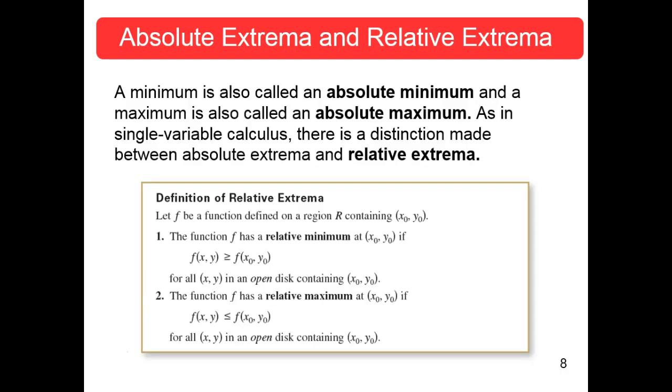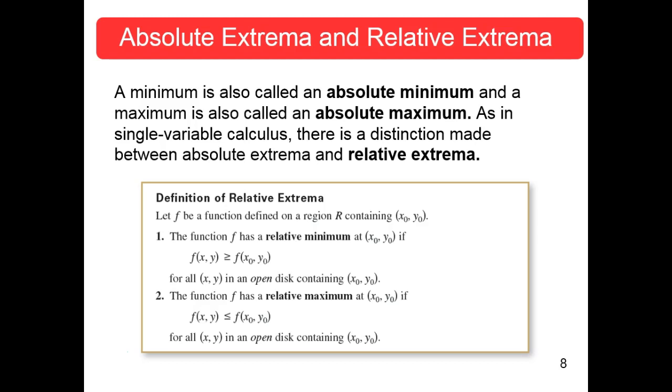A minimum is also called an absolute minimum, and a maximum is called an absolute maximum. We haven't been using the adjective absolute, but what we just described were absolute maxima. As in single variable calculus, there's a distinction made between the absolute extrema and relative extrema.